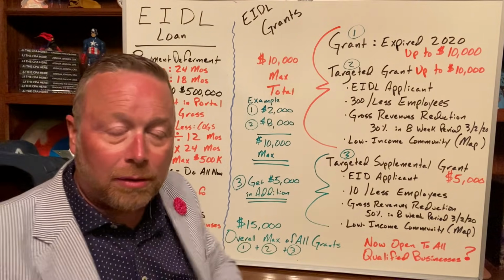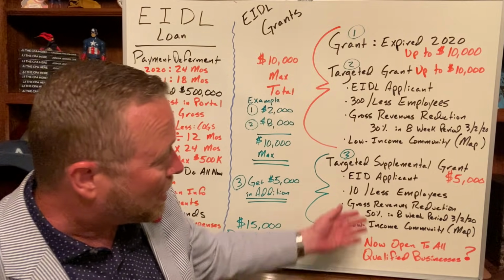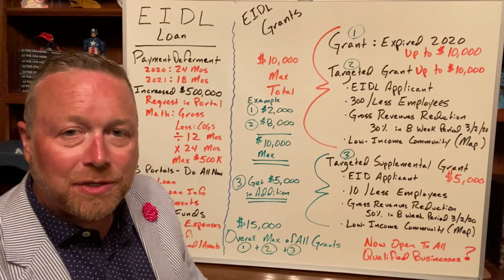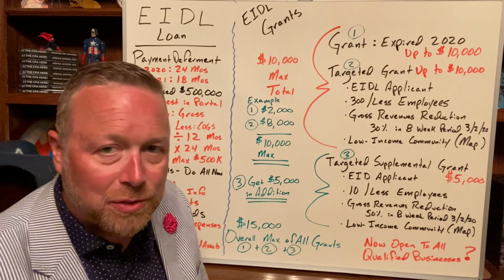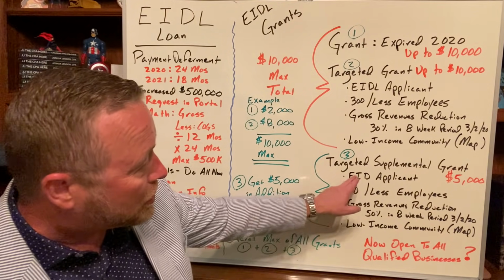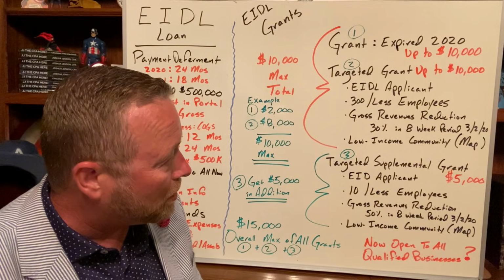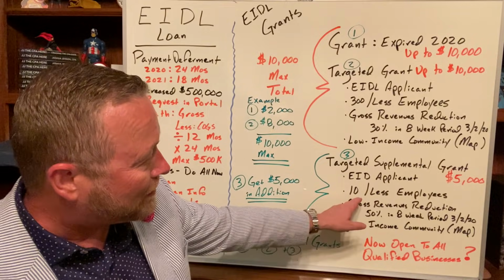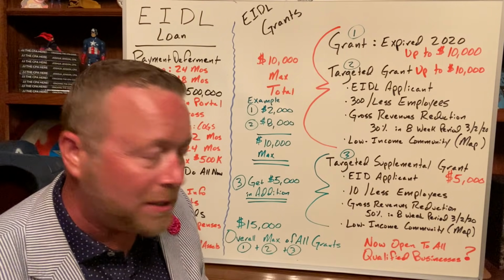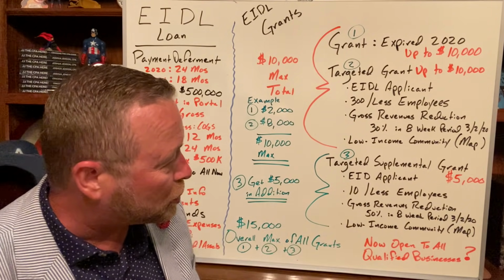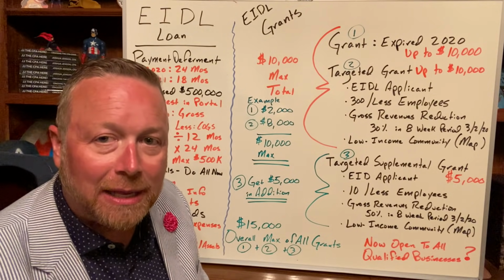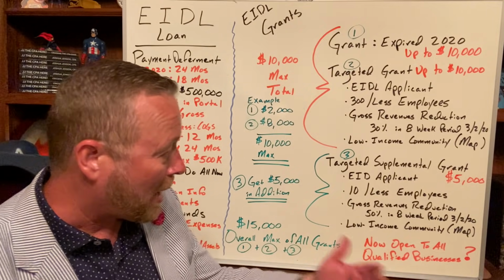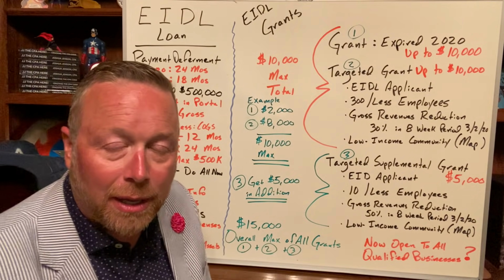They came out several months ago, but they have the targeted supplemental grant, and that's an additional flat $5,000. Now, to qualify for the supplemental grant, you have to be an EIDL applicant, you have to have 10 or fewer employees, and you need to have a gross revenues reduction of 50% in any 8-week period starting March 2nd, 2020 or after. And you also have to be in a low-income community.